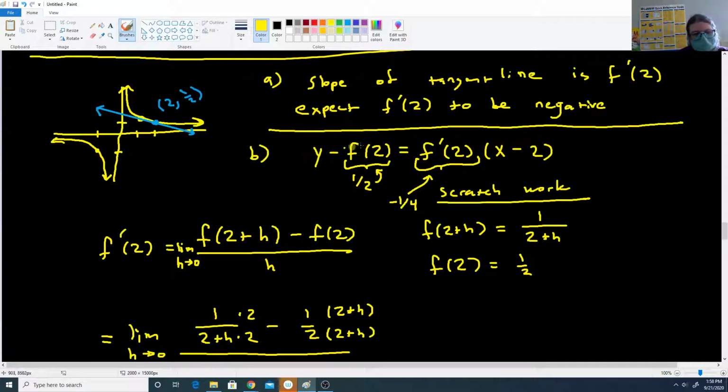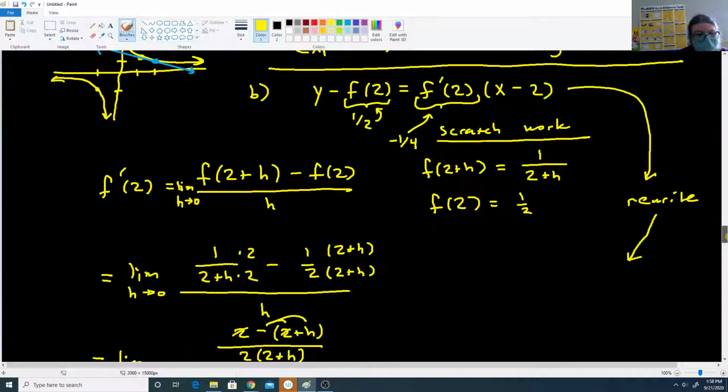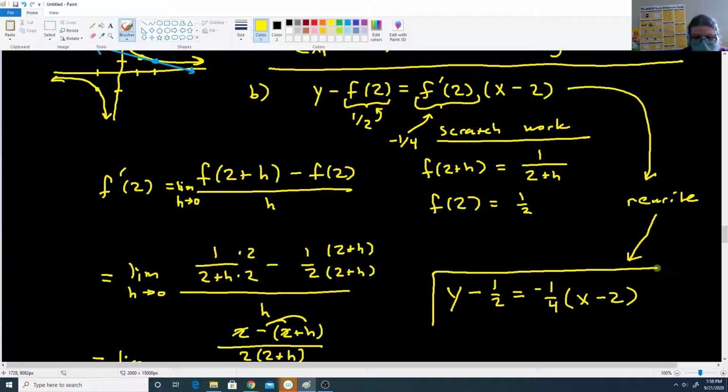To finish up, we just need to rewrite this equation nicer. We'll go down a little to where we have some space and rewrite it as y minus 1/2 equals negative 1/4 times x minus 2. And that is our equation of the tangent line. So we'll stop there.